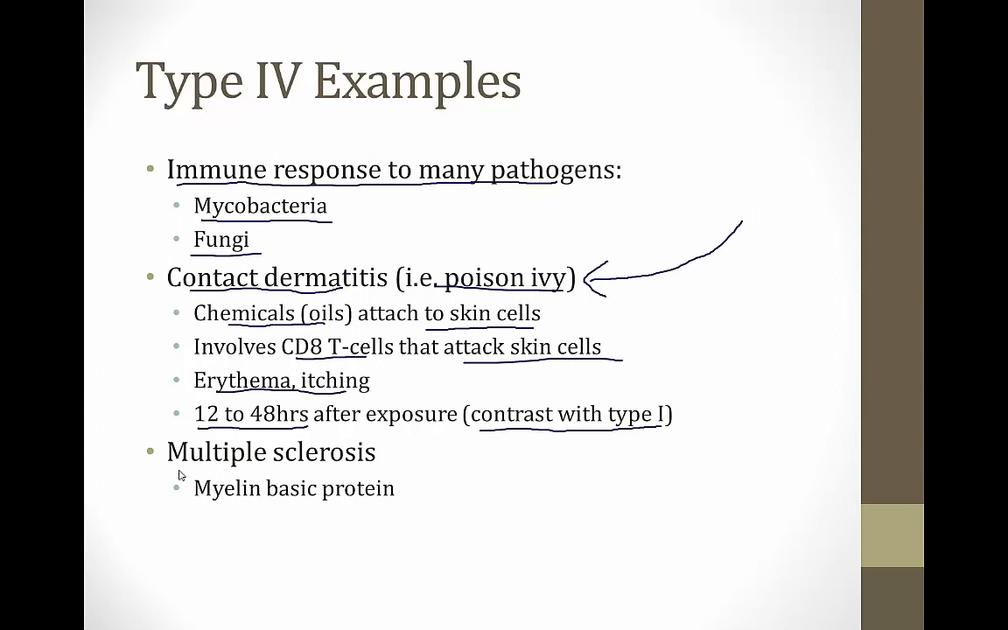Another disorder that's believed to involve type 4 hypersensitivity is multiple sclerosis. The pathogenesis of this disease is poorly understood, but it's believed that type 4 hypersensitivity reactions to myelin basic protein are one of the mechanisms that lead to demyelination and cause the neurologic symptoms.